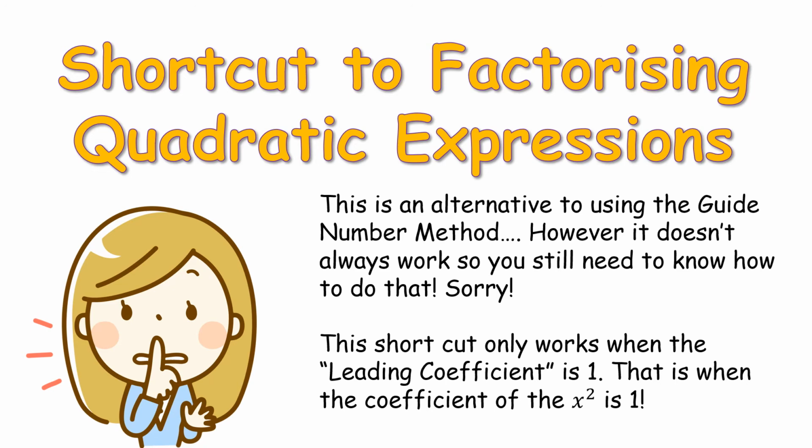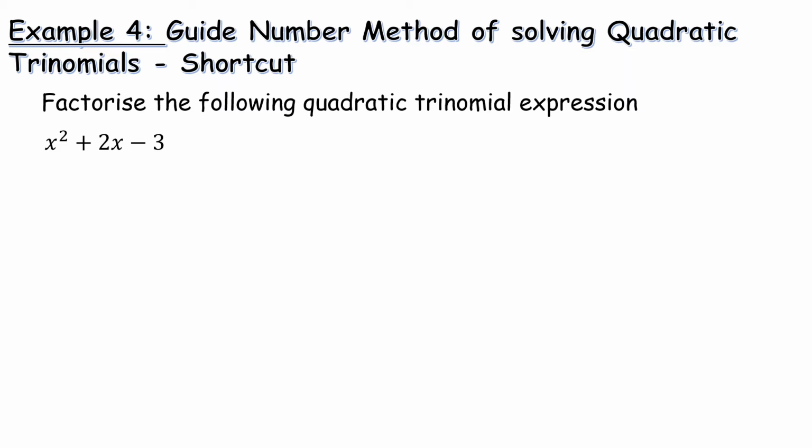So this is like a shortcut if we're using guide number. There is only one issue. It can only be used when the leading coefficient is 1. So that is where it's just an x squared. So leading coefficient is the coefficient of the x squared, and that has to be 1. So when it looks like x squared, just x squared, then we can use this shortcut. Maybe you already noticed the shortcut.